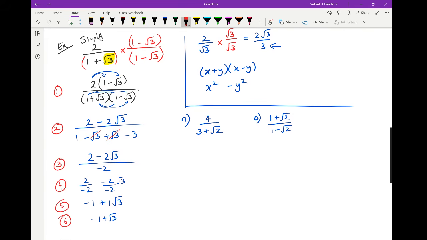Step 4. Okay, step 4. So step 4 is like this. If I have something like a plus b divided by 2, I could rewrite this as a over 2 plus b over 2. So I'm just splitting the fraction, that's all I'm doing.